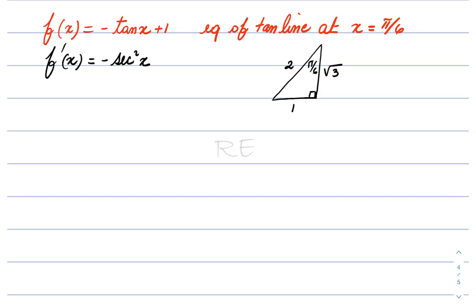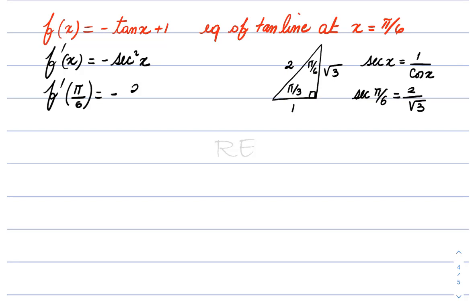Going back to the reference triangle, we find out that secant x is equal to the hypotenuse over the adjacent side. So secant pi over 6 is equal to 2 over square root of 3. So f prime of pi over 6 is equal to negative (2 over square root of 3) squared, which is negative 4/3.